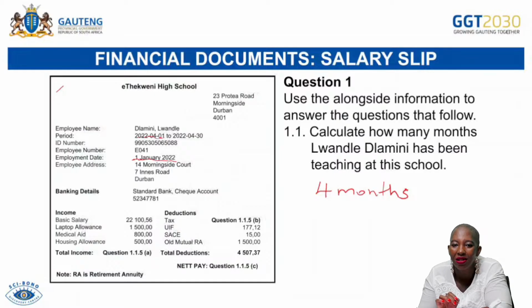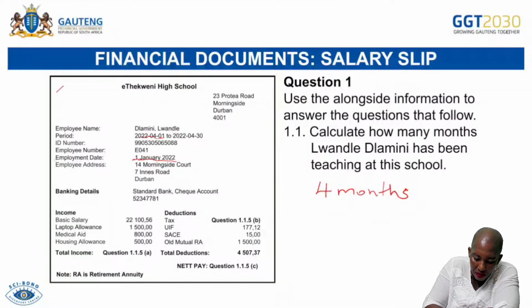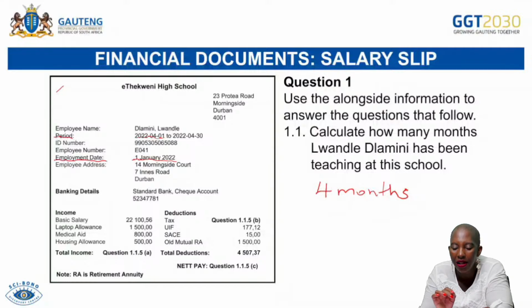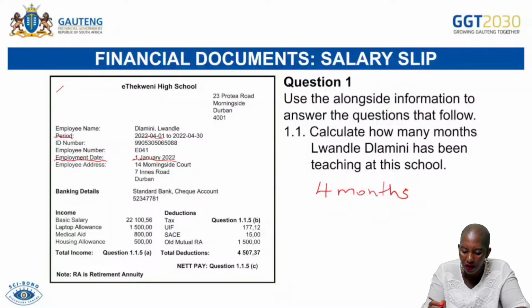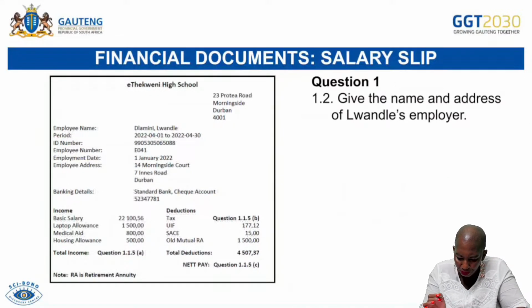Can you see, boys and girls? Already the answer is there. When did they start? Employment date, they started on the 1st, and then the salary is for which period? It is for the 1st of April up until the 30th of April. So it means it is the salary for the month of April. So if you check, I've worked January, February, March, April. So it is 4 months. Let's move to the next one.